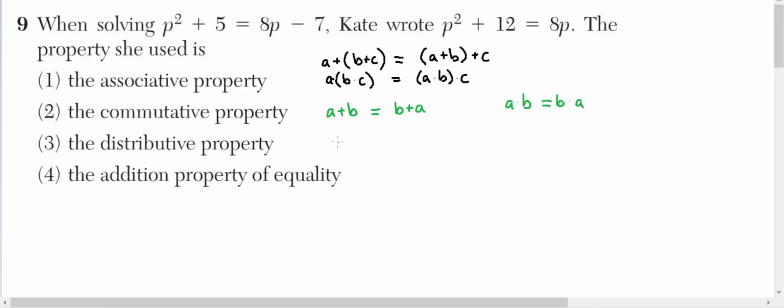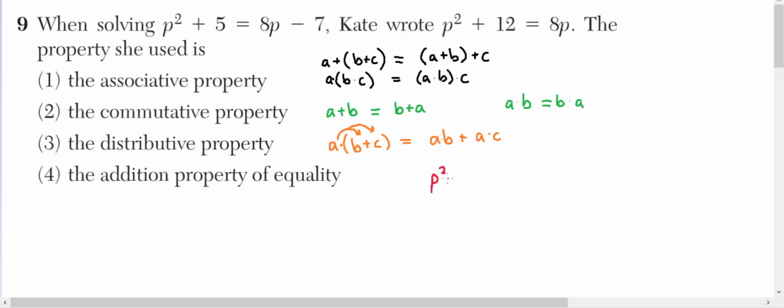As for distributive, this one is basically just the notion of, let's say you're distributing a times b plus c, then the distributive property means you distribute the operation of multiplication. So you get a times b plus a times c. And finally, we have the addition property of equality. And for this, I'm just going to use the example above, not just because by process of elimination it's the correct answer, but because it's a good demonstration.